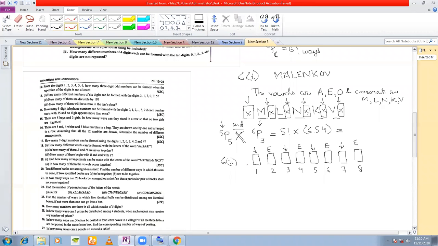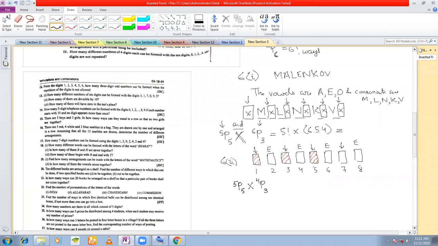Suppose 3 places are occupied here: first place, third place, and fifth place, right? So how many places are left? 1, 2, 3, 4, 5. 5 places. That means the consonants can be arranged among themselves in 5p5 ways, and the vowels can be arranged in the four places in 4p3 ways. That's it.